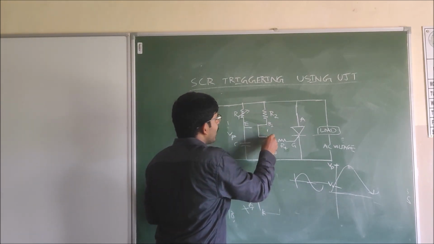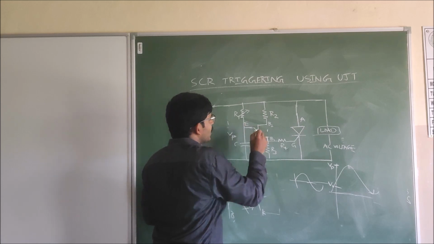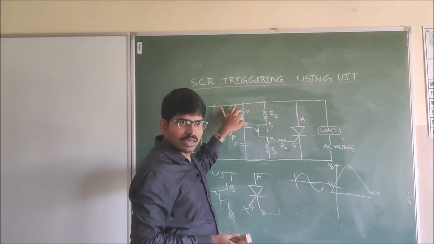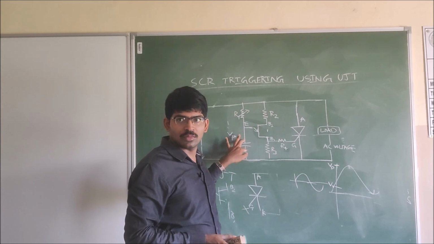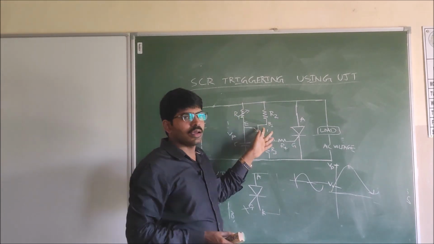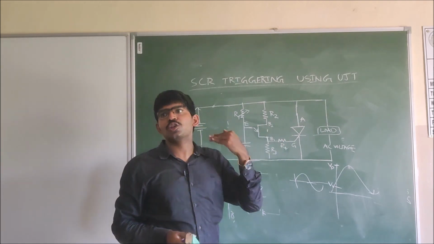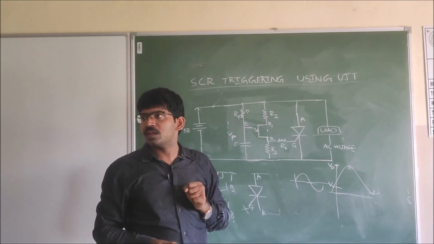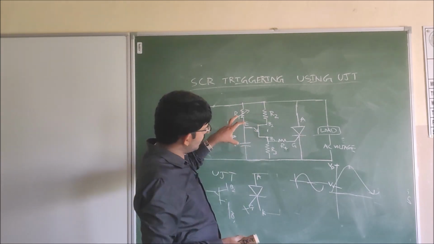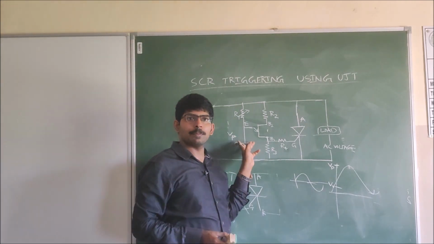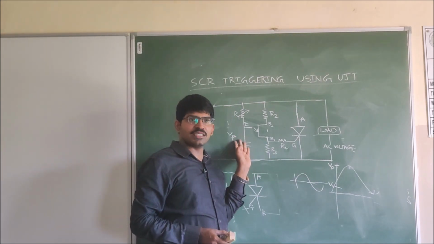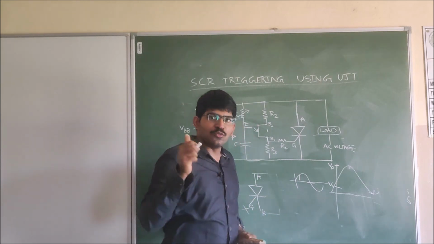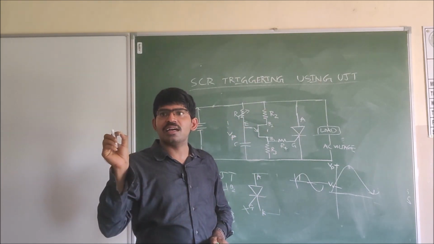After the valley voltage, it is again open circuited, meaning there is no short circuit. Now again through R1 the capacitor is charging. After the peak voltage, again it will be short circuited. This process continues. Now what is the rise time of the pulse? The rise time of the pulse depends upon R1 and C. We are not varying C, but by changing R1, we can decide at which point we trigger the SCR.